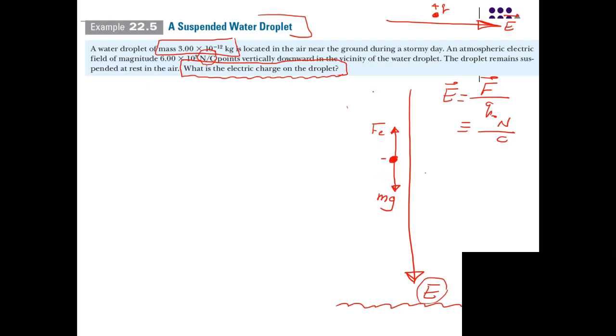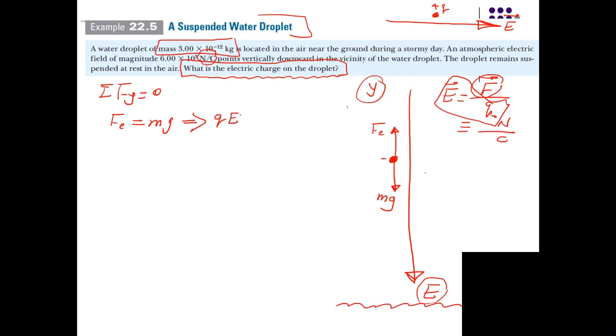And because it's suspended, let's assume upward is the y axis. So the summation of Fy has to be equal to 0, which means the electric force has to be equal to mg. But electric force is equal to what? Force is equal to QE, according to the equation. I am only interested in the magnitude, so it is equal to Q multiplied by E. This electric force is equal to mg. And the question asks us for the charge, so Q is equal to mg divided by E.